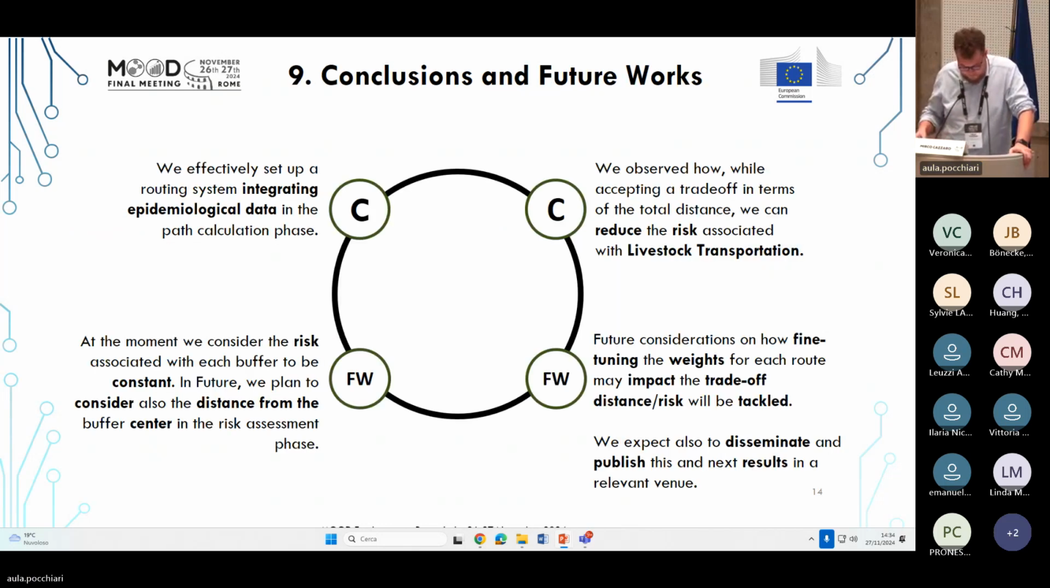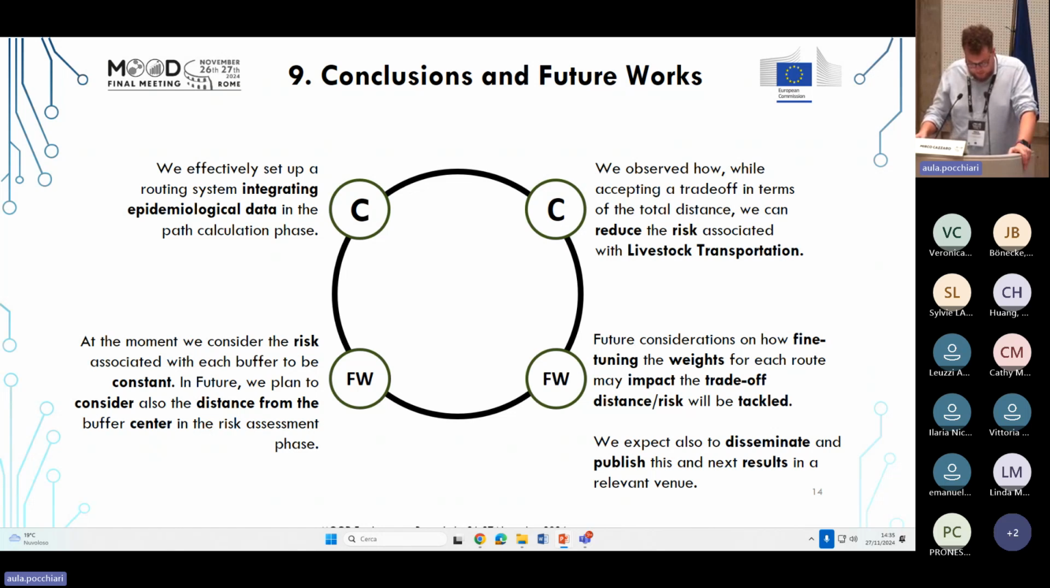So we effectively set up a routing system integrating epidemiological data, and we observed how, while accepting a trade-off in terms of the total distance, we can effectively reduce the risk associated with the transportation, the livestock transportation.